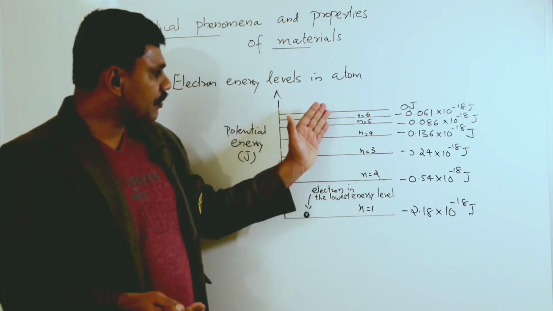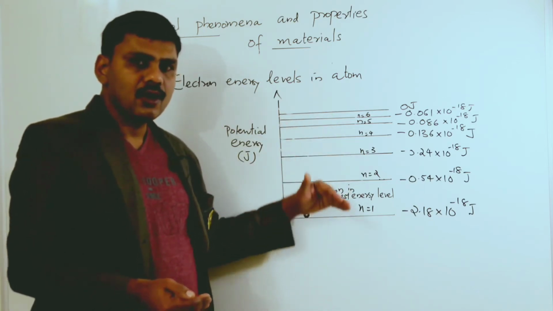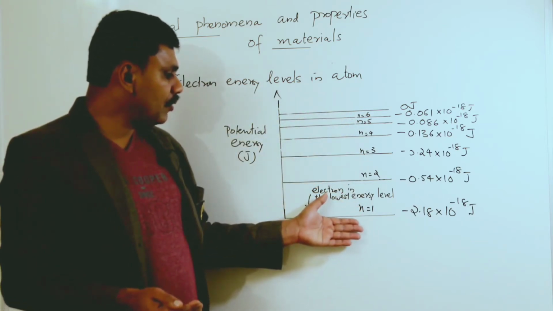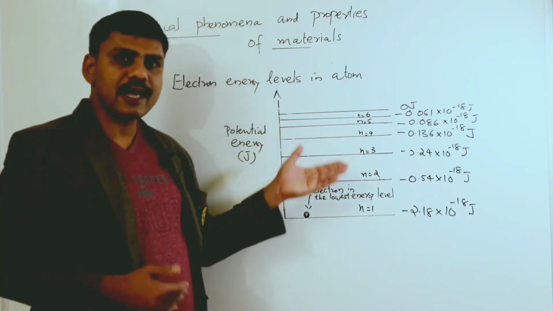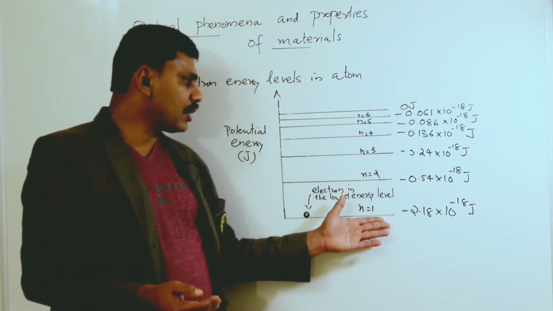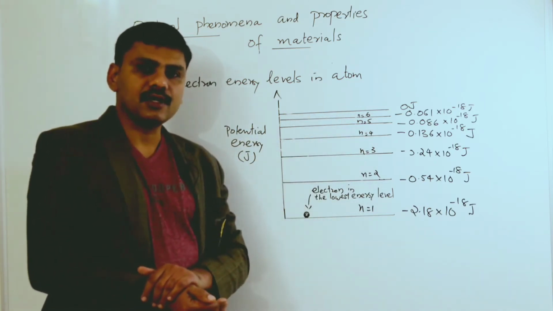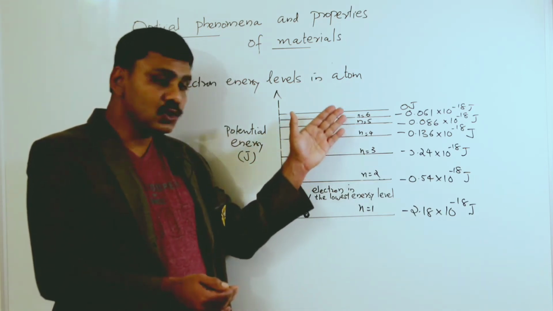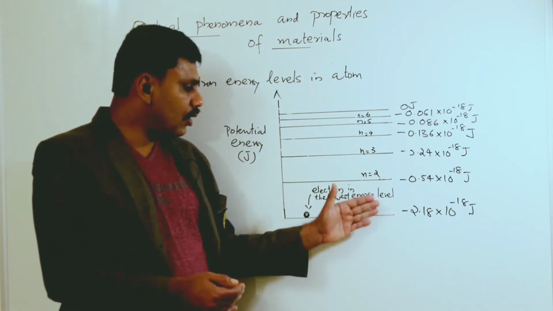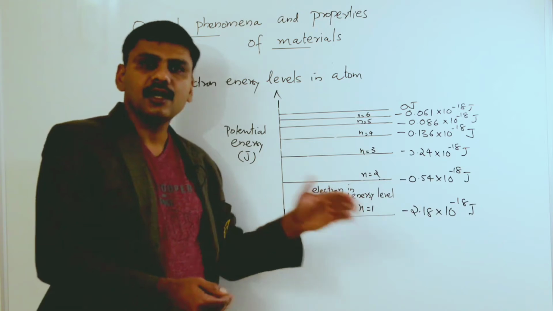An electron can move to a lower energy level or to a higher energy level. When the electron moves from a lower energy level to a higher energy level, that is excitation. So when the electrons are excited, they move from the lower energy level to the higher energy level. When the electron comes from the higher energy level to the lower energy level, that is known as deexcitation. Excitation is from lower to higher energy level. Deexcitation is from the higher energy level to the lower energy level.